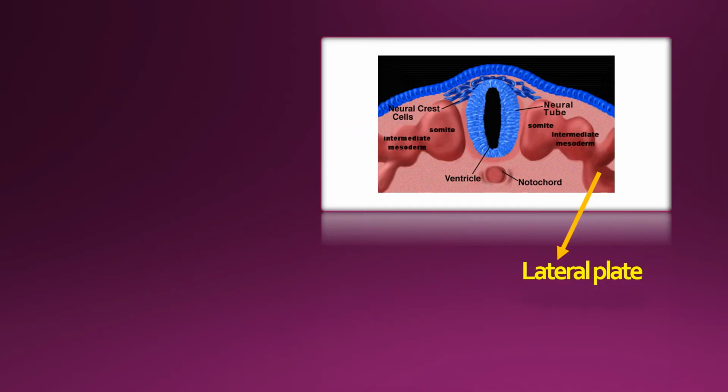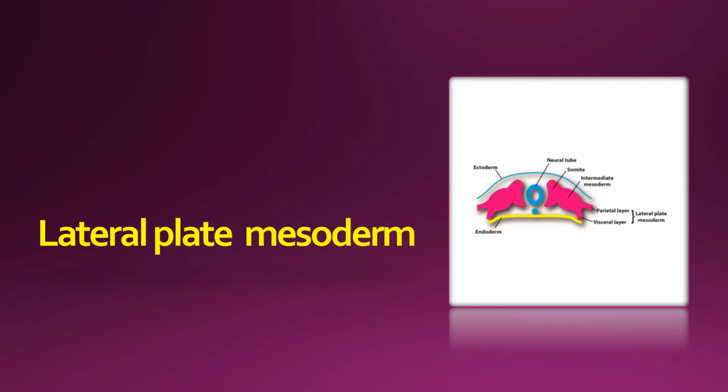The next one is the lateral plate structure. Just lateral to the intermediate mesoderm, we can see the lateral plate structure. Between this lateral plate, we can see many coelomic cleft-like structures. So this lateral plate mesoderm is going to form the coelomic cavity.